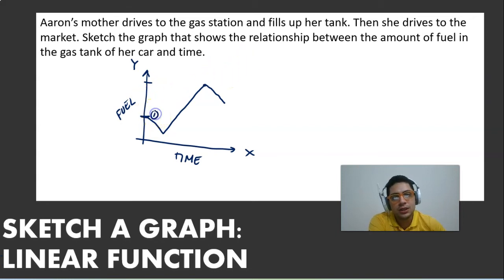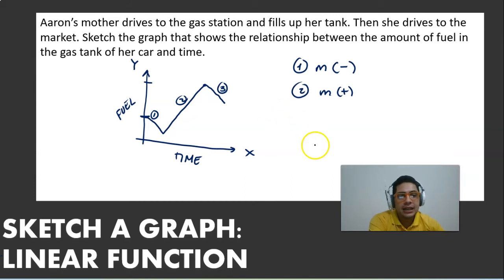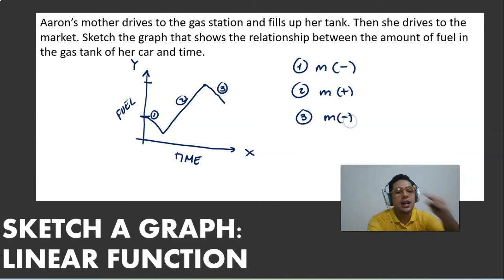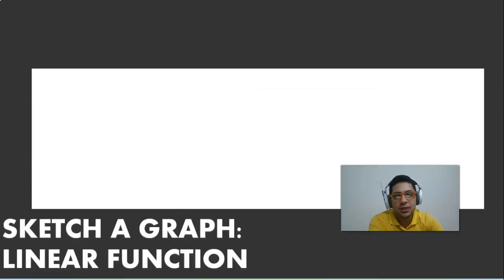So we have 1, 2, 3 intervals. In the first one, the slope is actually negative because she used it and her fuel was decreasing. On the second interval, the slope is positive because it went up. And in the third one, because she began using fuel again, we see another negative slope. Okay? Now let's take a look at another problem.